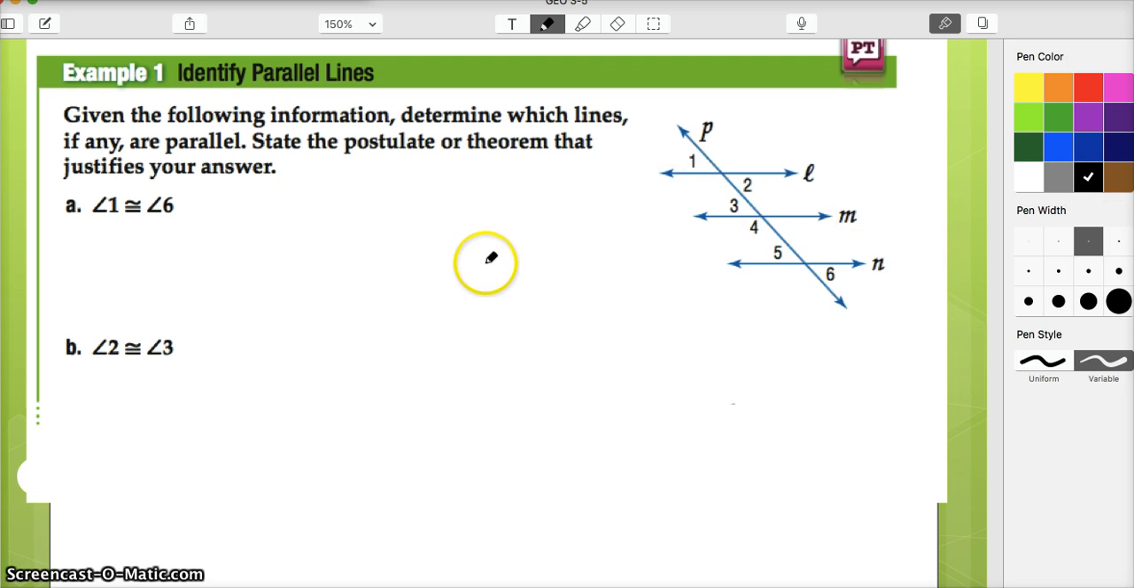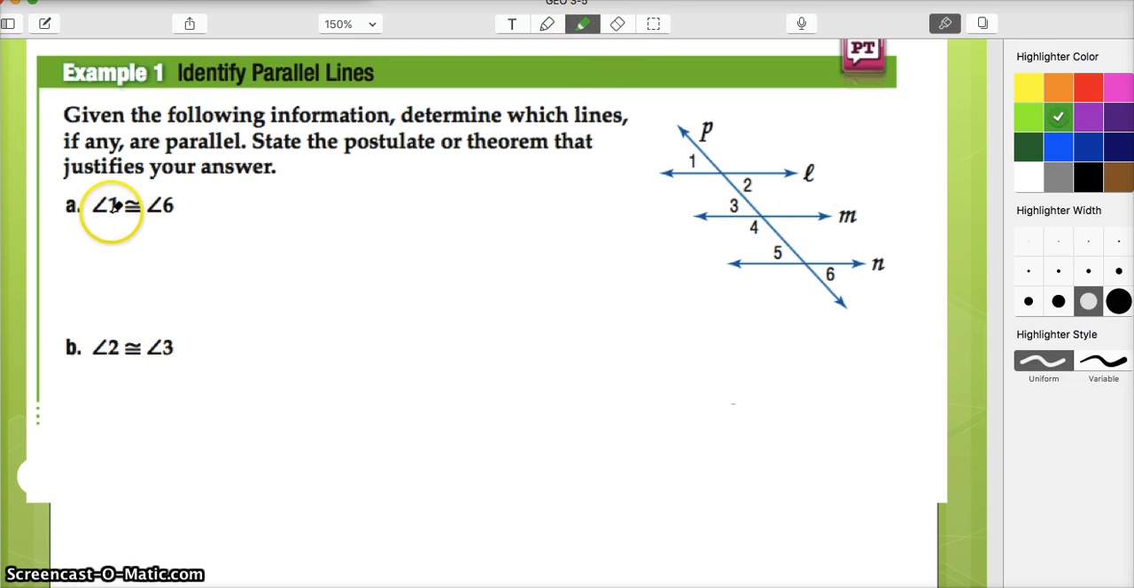So let's take a look at example 1. We're going to identify parallel lines. Given the following information, determine which lines, if any, are parallel. State the postulate or theorem that justifies your answer. All right, so let's take a look. Let me highlight the angles that they're giving us. They tell us that angle 1 and angle 6 are congruent. So here's angle 1 and here's angle 6.